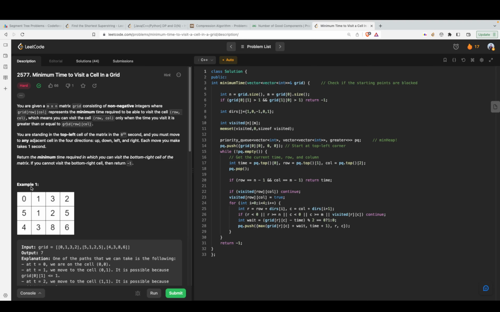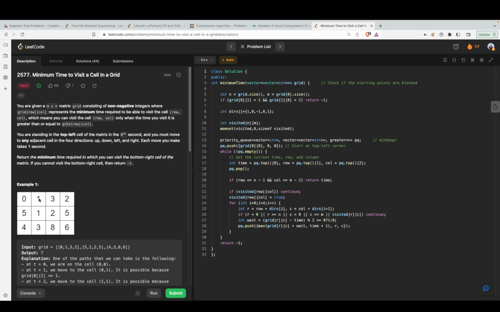Now, if you take 1 second and reach over here, then by that time your current time would be 1, and the minimum time you can visit this cell is actually 1 itself. So you can say, okay, I can go over here. Can you directly go from 0 to 5? No, you can't, because you were over here at time equal to 0, and you want to reach this particular cell at time equal to 1. That's not possible, so I cannot go directly over here.